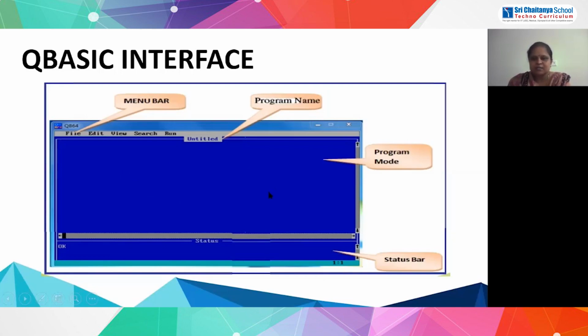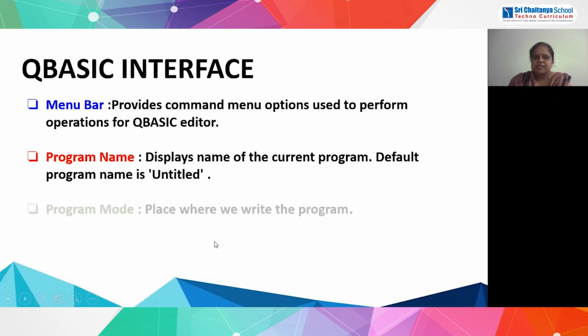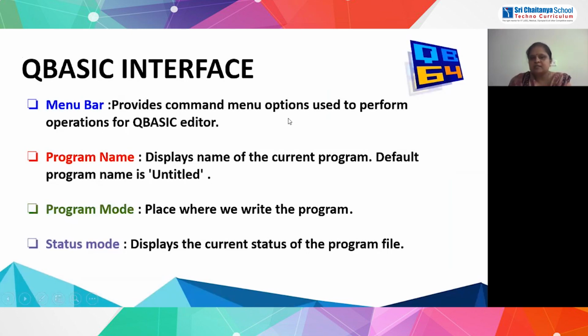You can write your statements here. Below this is the status bar, meaning whatever statements you write in the program mode, the status of those statements will be displayed here. If everything is fine, there will not be any error here. If you make any mistakes in your program, a message regarding those errors will be displayed in the status bar. I hope the parts of the window are very clear. The same thing is explained here, students. Menu bar provides the menu options which are used to perform operations in the Qbasic editor, which I have already told you.